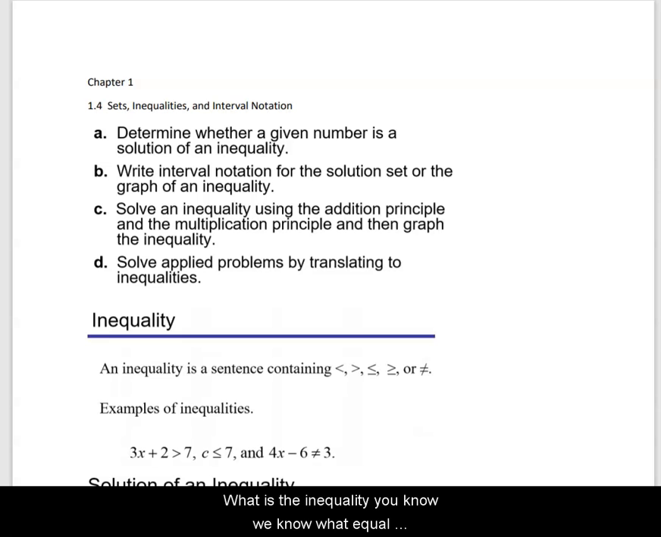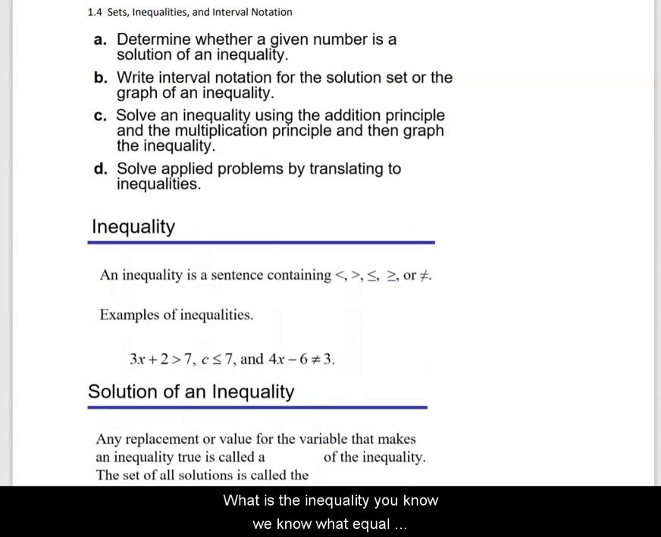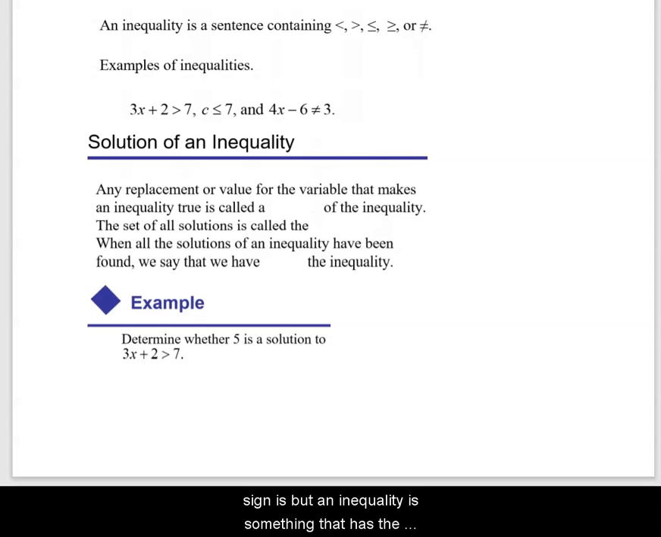So what is an inequality? We know what an equal sign is, but an inequality is something that has these symbols in it right here. This one's your less than, greater than, less than or equal to, and this line underneath it, greater than or equal to, and this crazy looking thing means not equal to. So an example of inequalities are something that has one of these signs in the problem. Like 3x plus 2 is greater than 7, c is less than or equal to 7, 4x minus 6 is not equal to 3. Those are inequalities, something that has one of these signs in it.